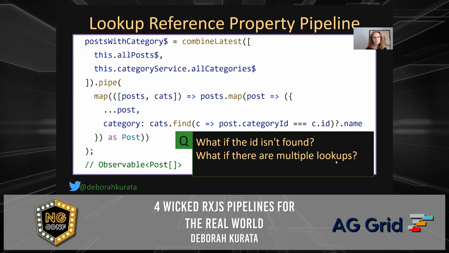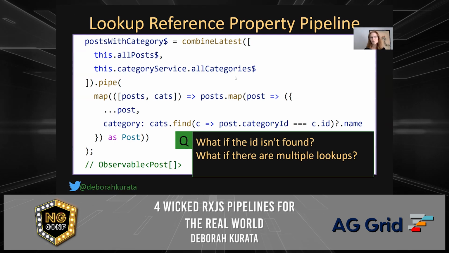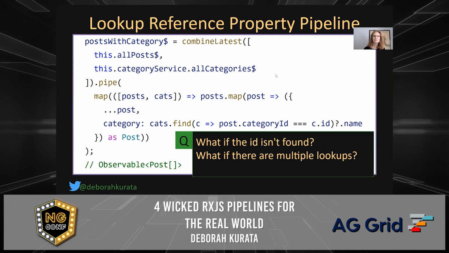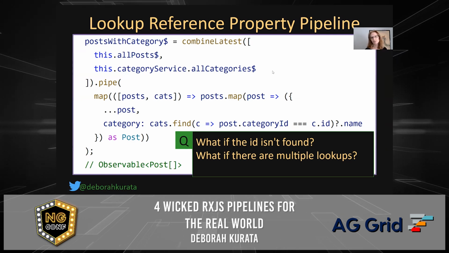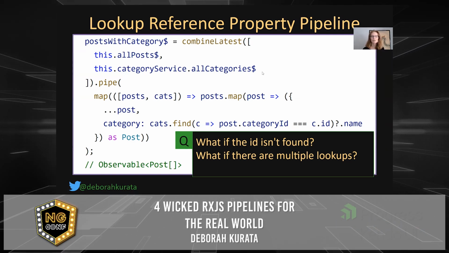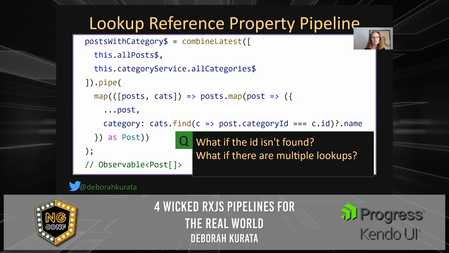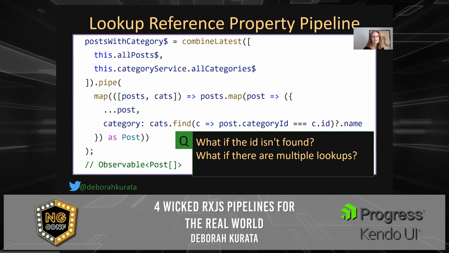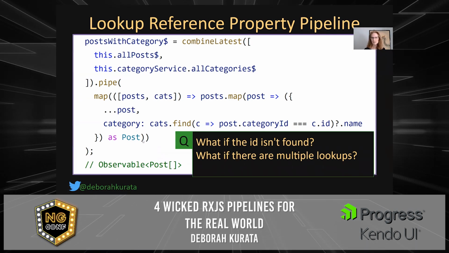What if there are multiple lookups? Well, if we had yet another thing we wanted to look up, maybe we want to take that user ID and display it as a user name, which would be a lot friendlier. We could just add another stream up here. We could add then another array element. And then down here, when we're creating our new post, we would add whatever other properties that we need.